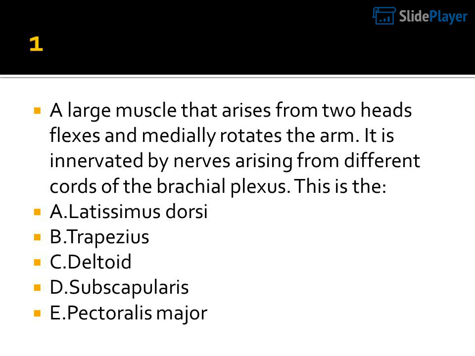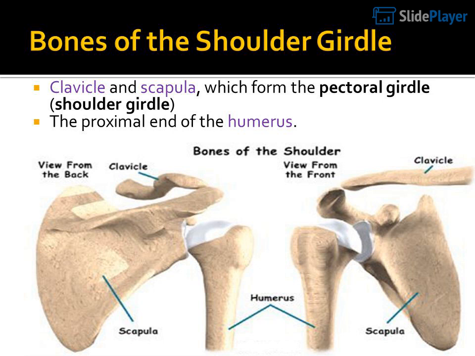This is the: A. Latissimus dorsi, B. Trapezius, C. Deltoid, D. Subscapularis, E. Pectoralis major. Bones of the shoulder girdle. Clavicle and scapula, which form the pectoral girdle, shoulder girdle. The proximal end of the humerus.